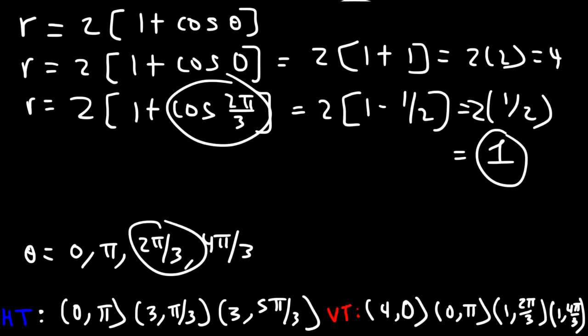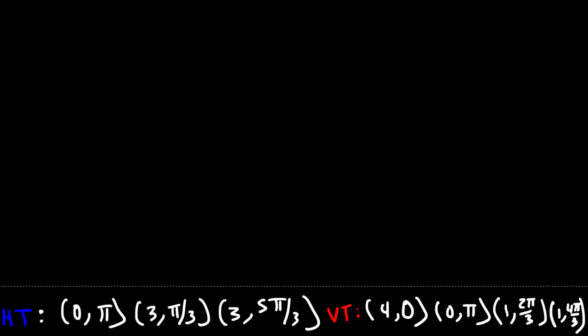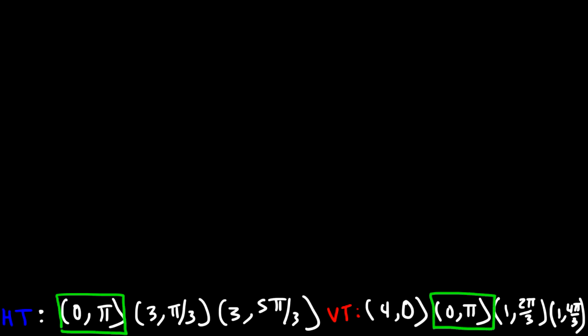So are we finished? Do we have all of the tangent lines in this example? Are there any issues? Now notice that these two are the same. So what does that mean? How can they both be a horizontal tangent line and a vertical tangent line? That's not possible. So we need to figure out what's going on here.